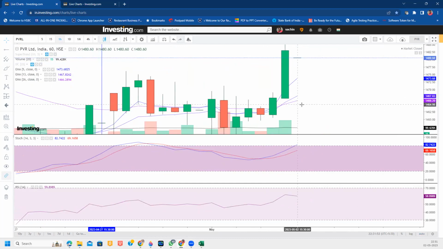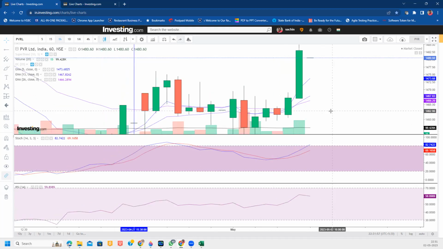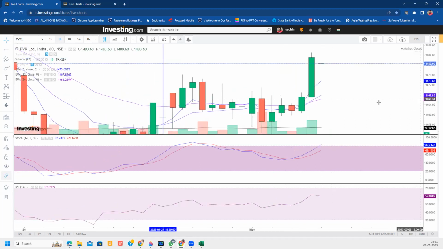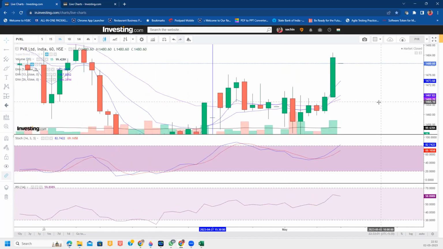That is, the 5 EMA has already crossed the 13 and 26. So for an intraday trader, I can say today's date for this particular PVR was a good trading day. And from my side, the initial analysis I have already shared in advance.